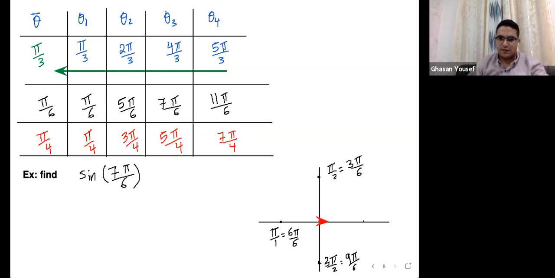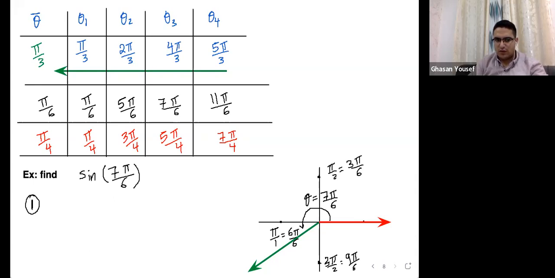Here is the standard position, like I said before: always starting on the positive x-axis, and the terminal side should be in the third quadrant, like this. So the angle is something like this. This is my angle, equal to 7 pi over 6. First question.